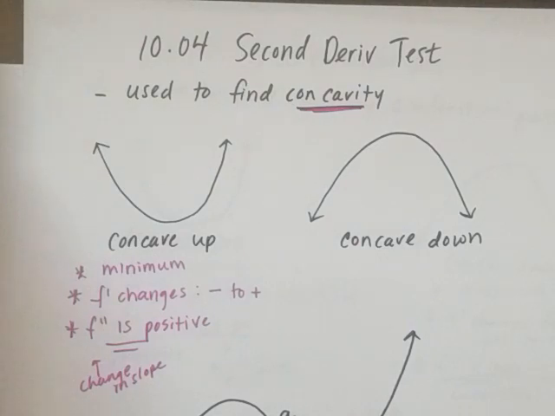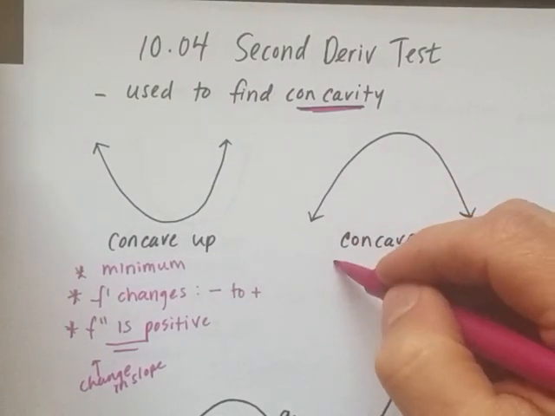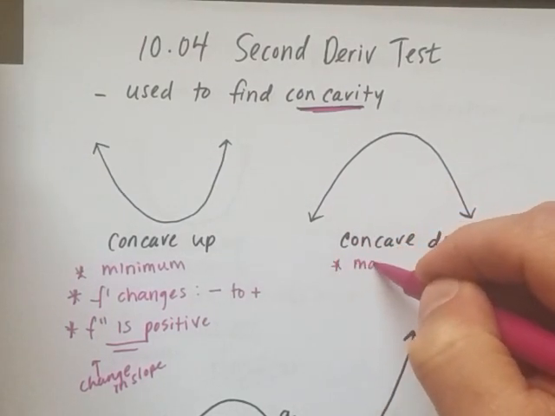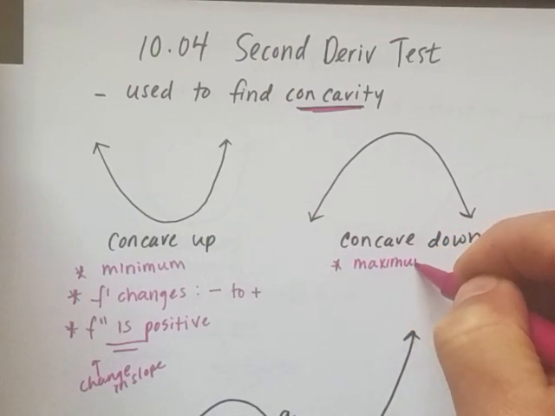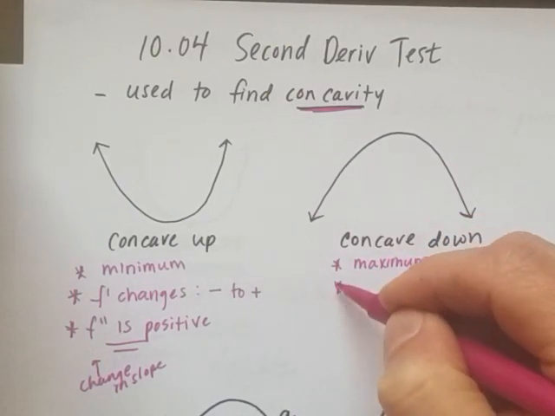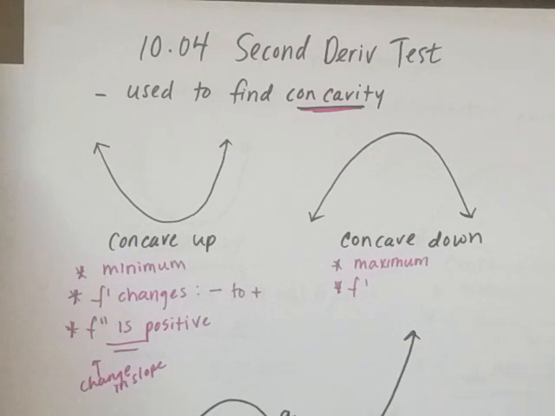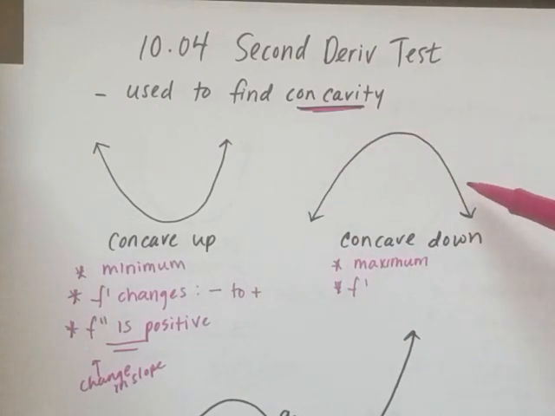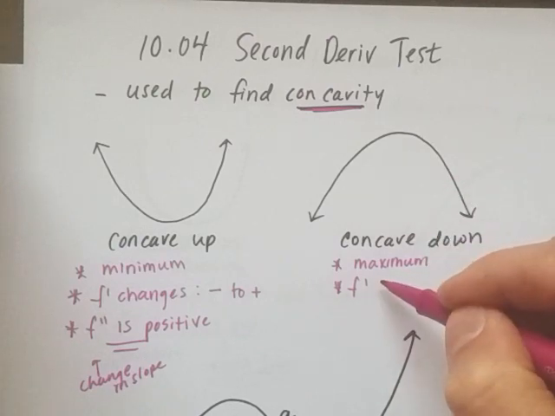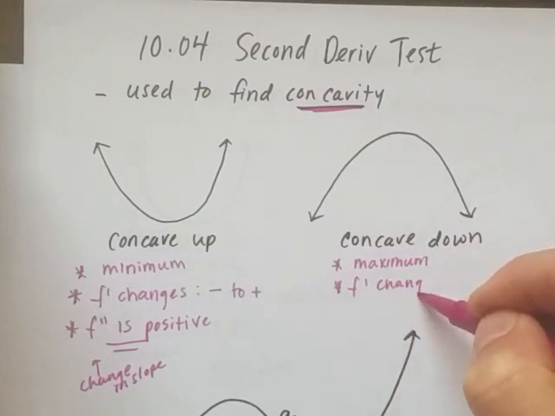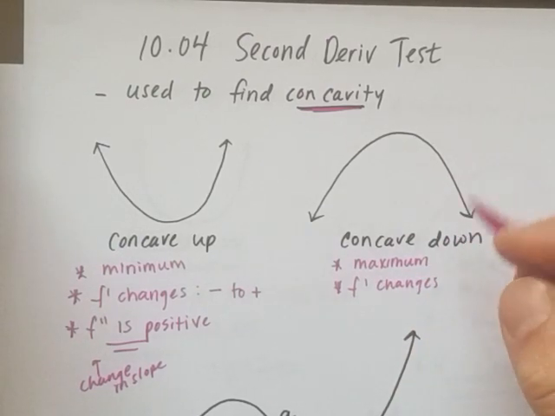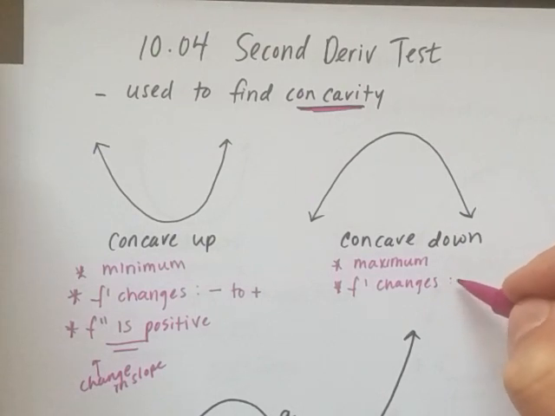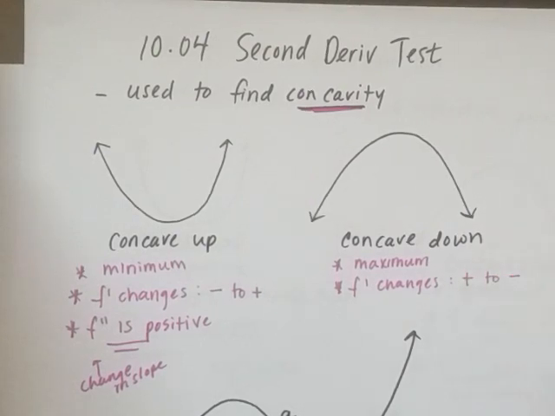All right, so similarly, concave down is when we might see a maximum value. And we know that f prime, the slope itself, goes from increasing to decreasing. So f prime changes. The slope is always changing, and it changes from a positive to a negative. All right, that's what we had from the first derivative test.